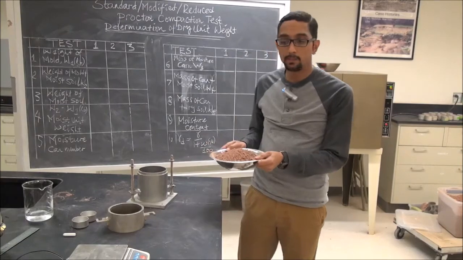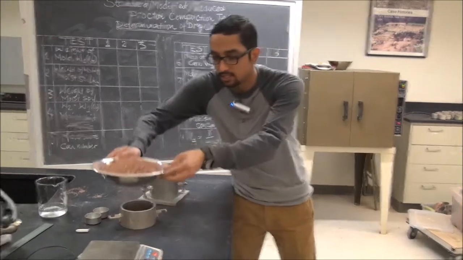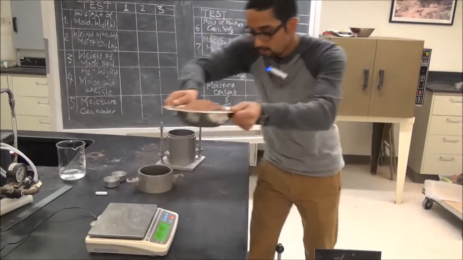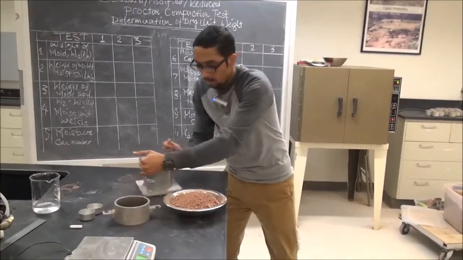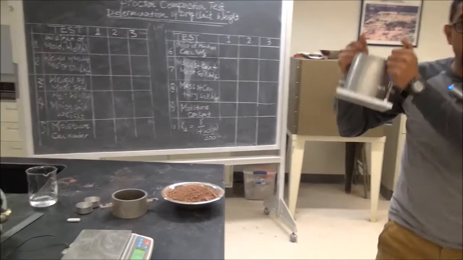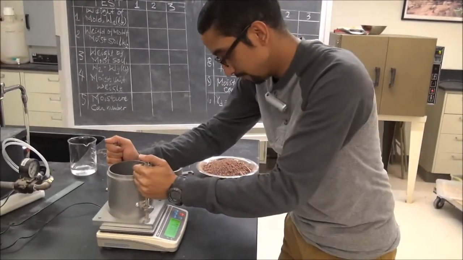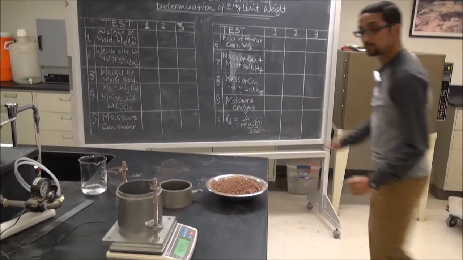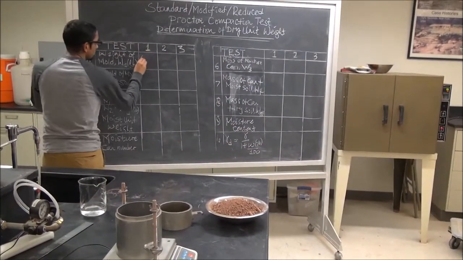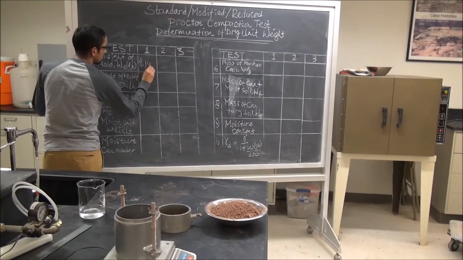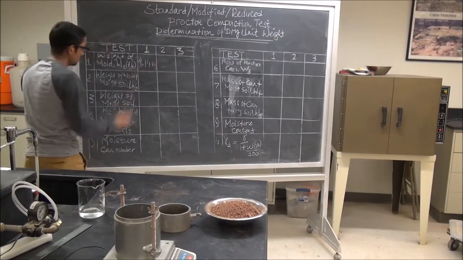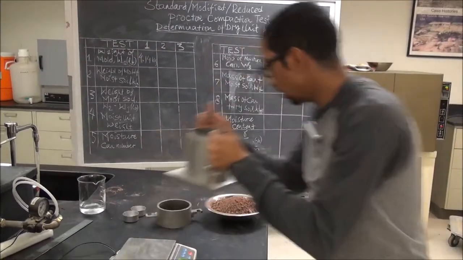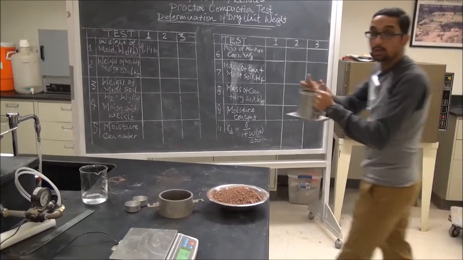Okay, to start the lab, we'll measure about 3 kgs of soil in a bowl, which looks fine. Now, I'll take the weight of the mold with the base, 4.14 kg. The next thing to do is put around 2 to 3 inches of soil in this compaction mold.